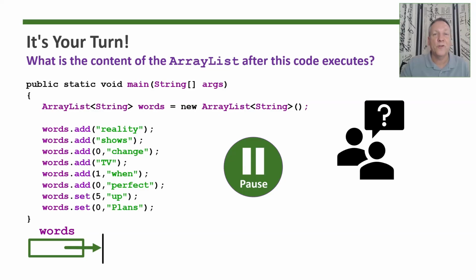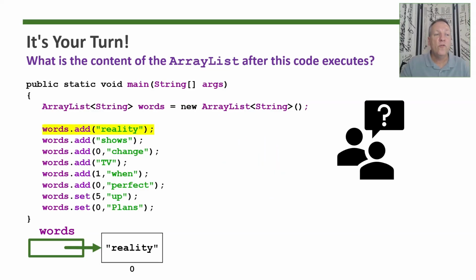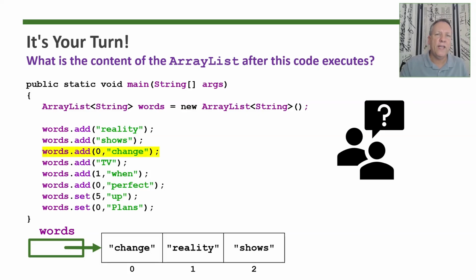Ready? All right, let's look at it together and let's go line by line. So first we have mywords.add("reality"). So reality is going to go in position 0. Add "shows" goes at the end, so shows goes in position 1. Next we have add(0, "change"). So reality and shows slid down to the right a little bit and then change got put in position 0. So now we have change, reality, shows.